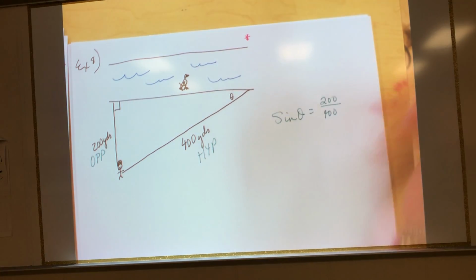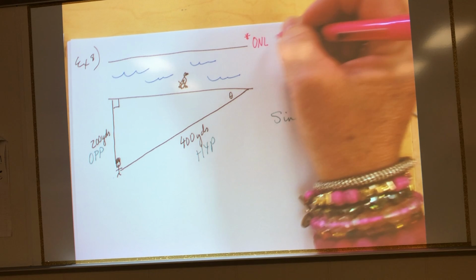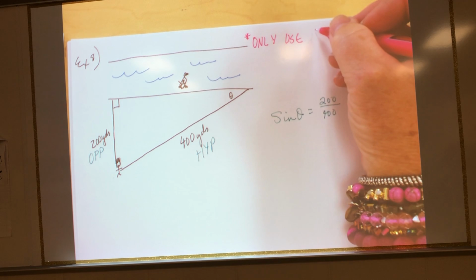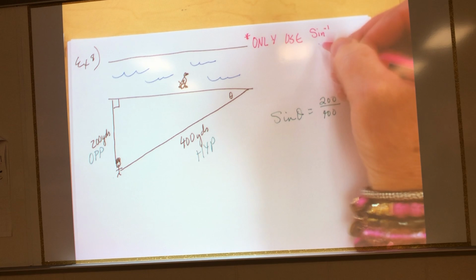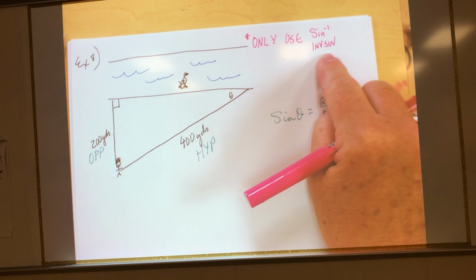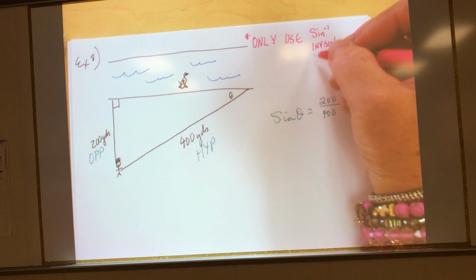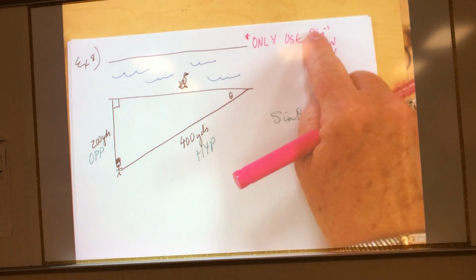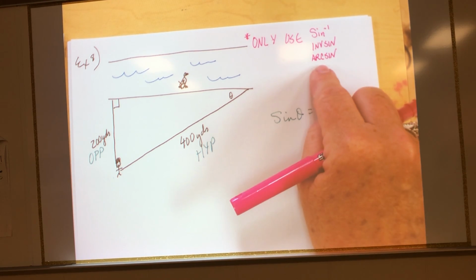Star it, write it in your favorite color. You want to make sure you know it. You only use sine to the minus 1, which is also called inverse sine. When I say it, I don't say sine to the minus 1, I say inverse sine. It's also called arc sine. All of these things mean the same thing.